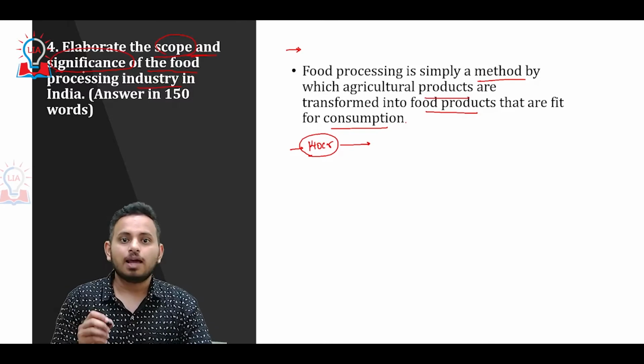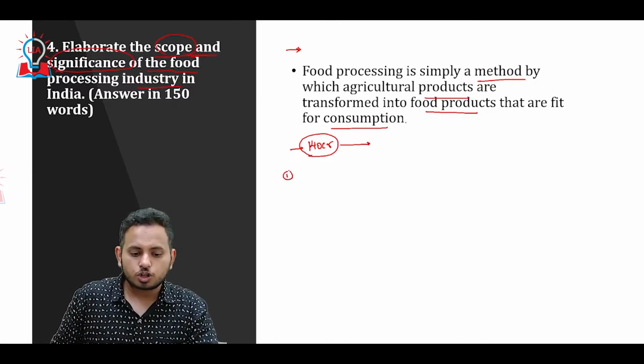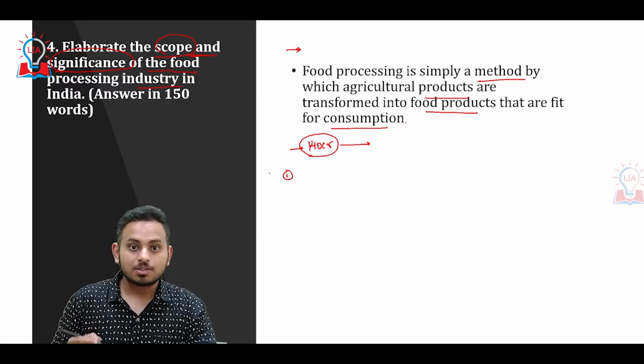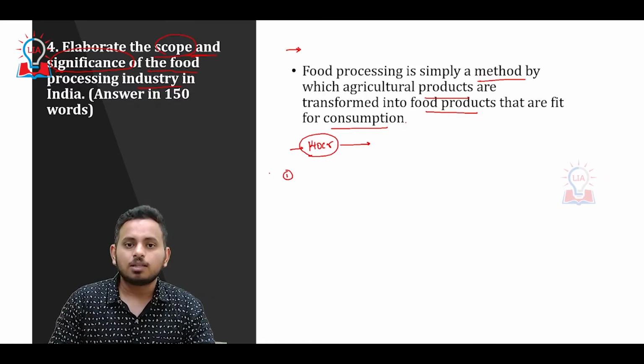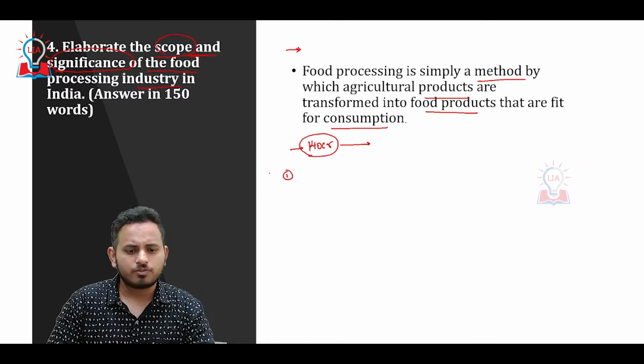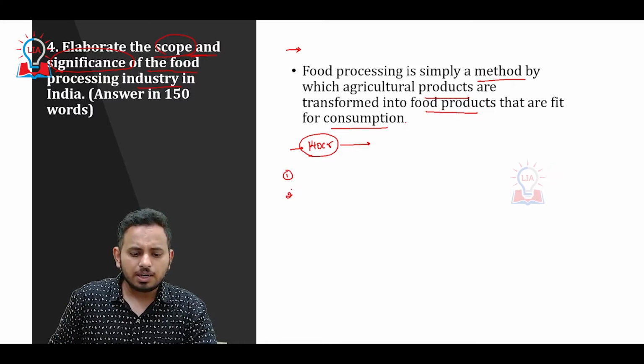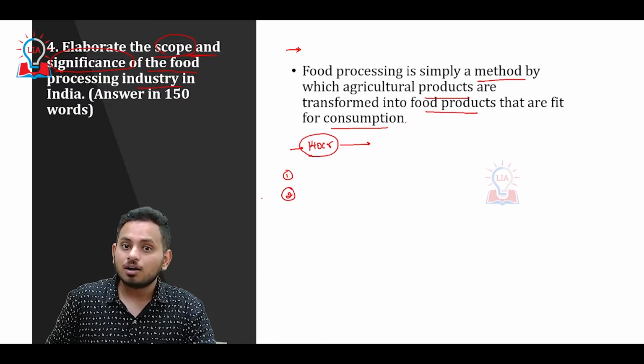This will help solve the problem of food shortage in India. Once the food is processed, the gestation period of the food will increase and the food can be preserved over a long period of time. Second, it can eliminate the problem of hunger that India is having.